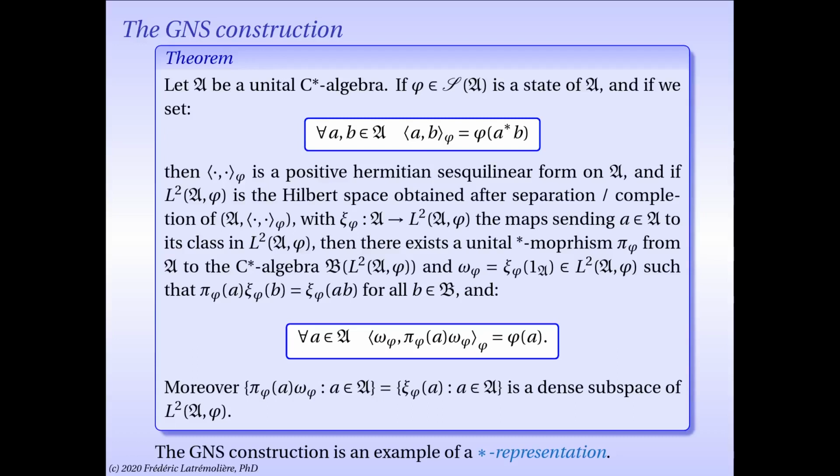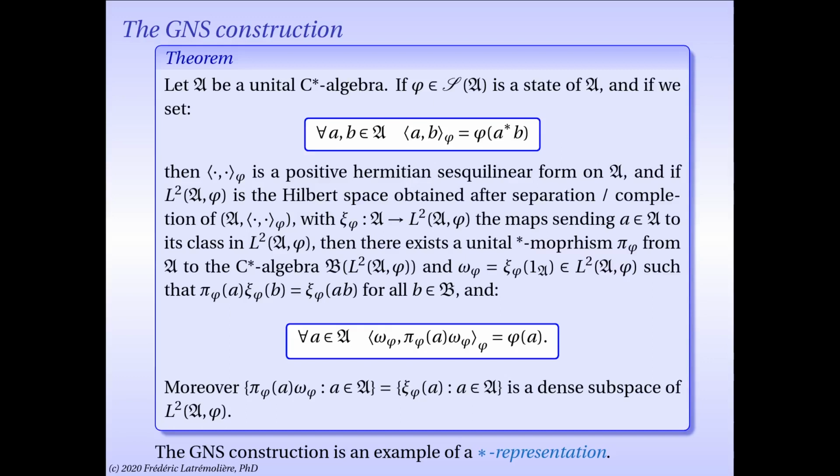Let's fix a unital C-star algebra. If phi is a state of the C-star algebra, we can define a pre-inner product on the C-star algebra by setting, for all A and B, the product of A and B to be phi of A star B. Then we can use the process of separation completion applied to the C-star algebra with this pre-inner product to get a Hilbert space L2 of phi. And we have, of course, a canonical map psi which to any element of the C-star algebra maps its class in L2 of phi.